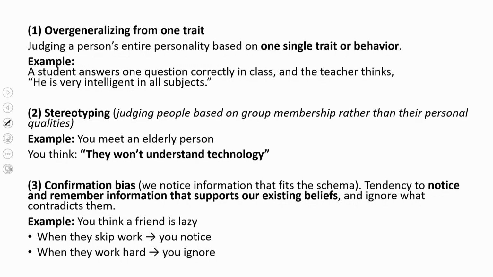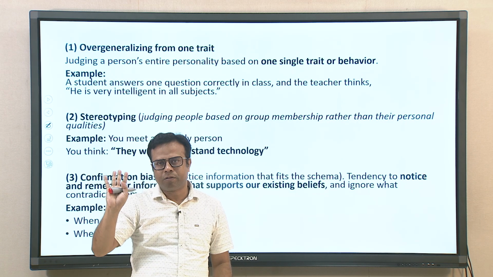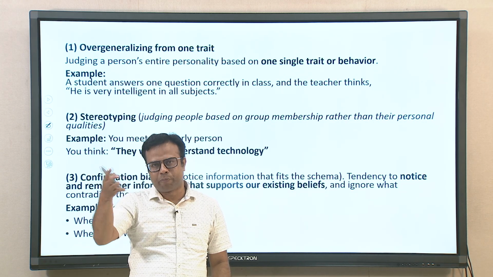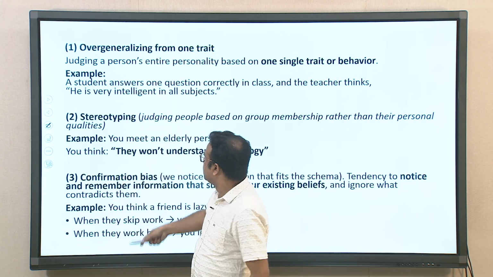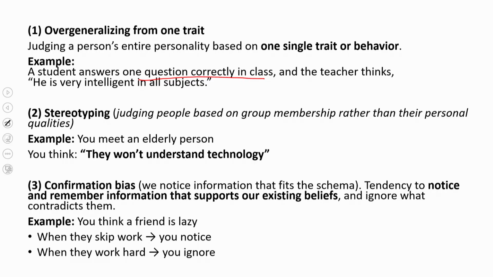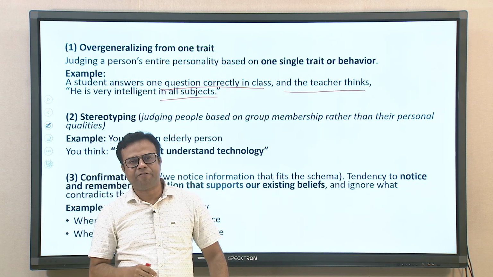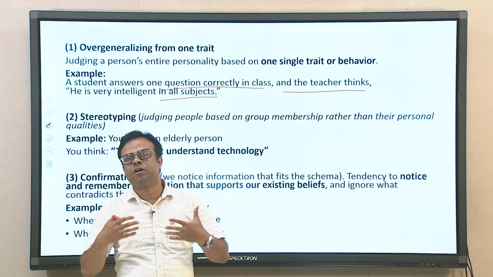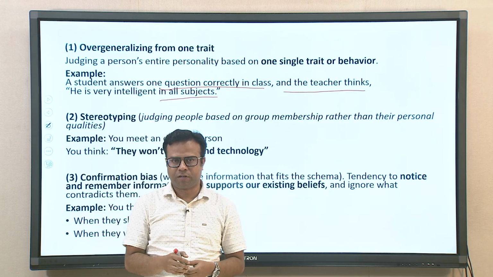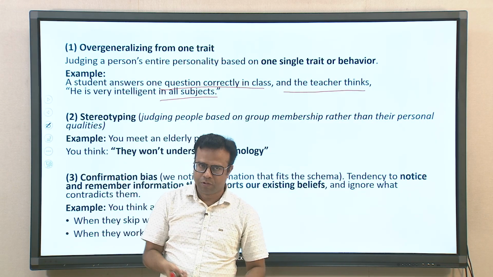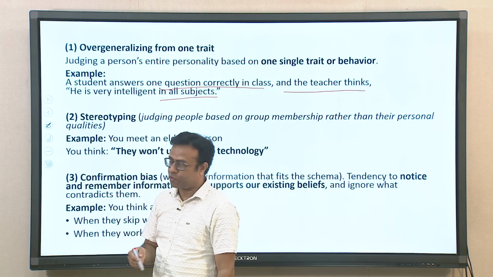One single characteristic you see and you judge the whole person, and it may not be correct. For example, a student answers one question correctly in the class and the teacher thinks he is very intelligent in all subjects. This will be an example of overgeneralization. Just based on one or two behavioral characteristics, you are judging the whole personality of the person. This may not be true.